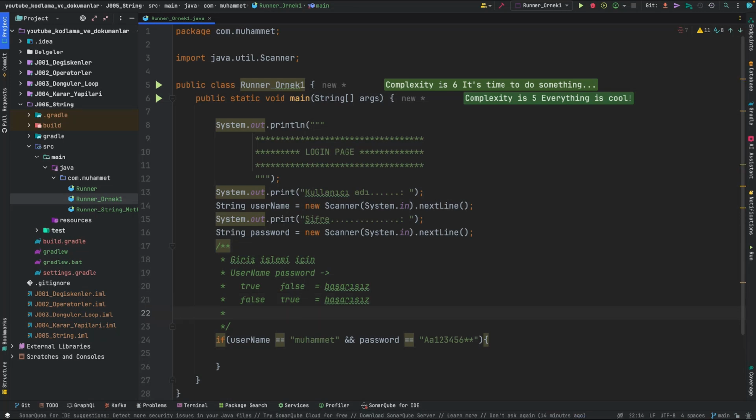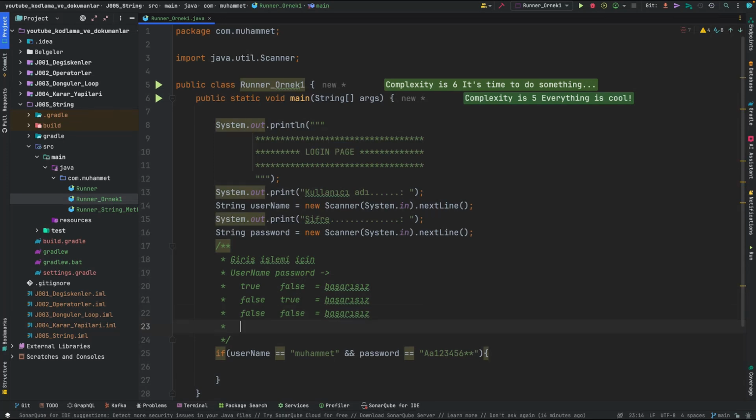Okay, let's say you did it like this: Hussein. Your username is wrong, and your password is also wrong. Both your username and password are wrong. Again, it fails. Now, if your username is correct and your password is also correct, then it's successful.